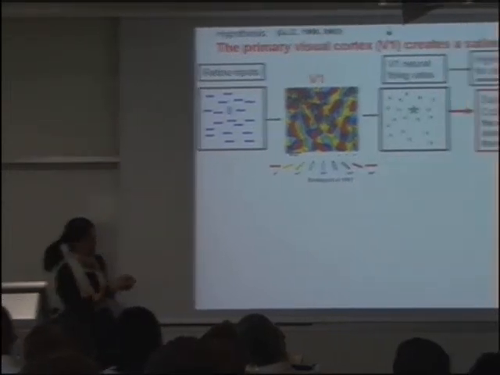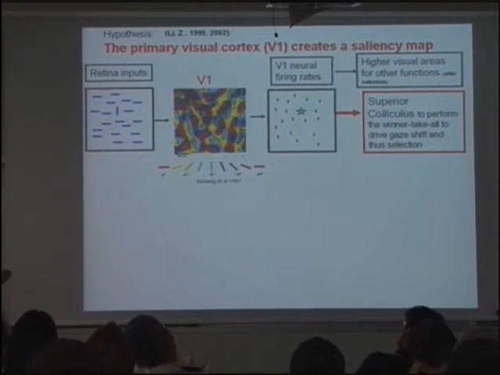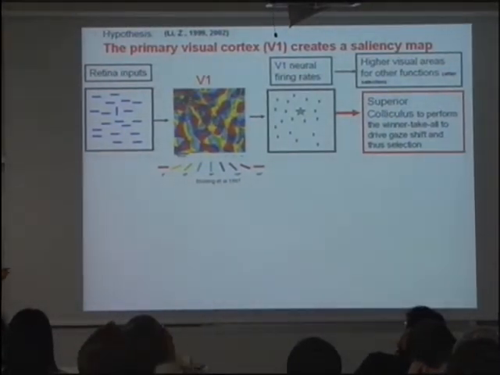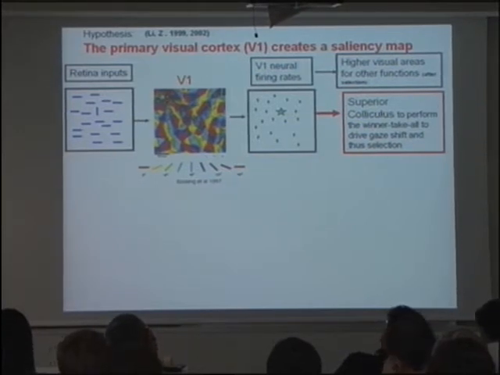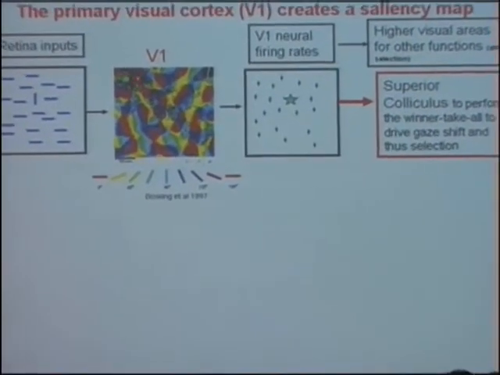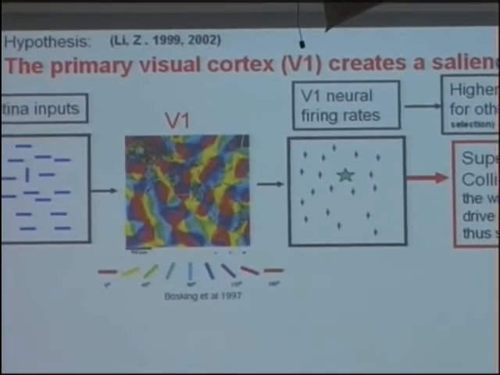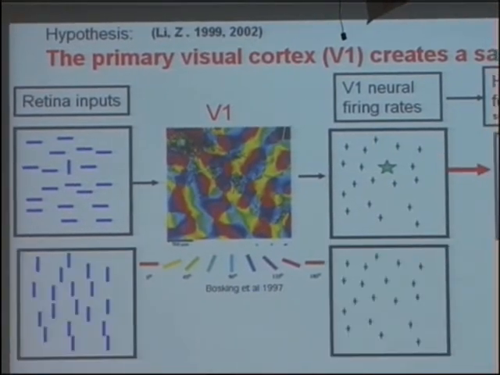And so how does V1 do it? You have all these V1 neurons, and you have these orientation maps. This is a pyramidal cell, stolen from Bosking. The pyramidal cell is in a vertically tuned column, and spreads its collateral axons preferably to other vertically tuned columns.